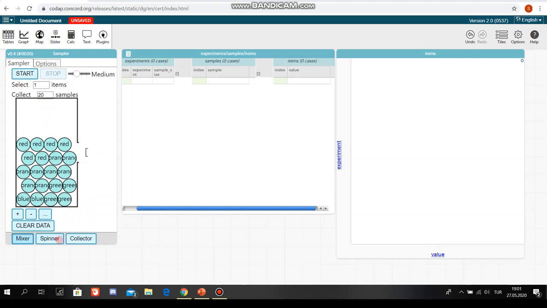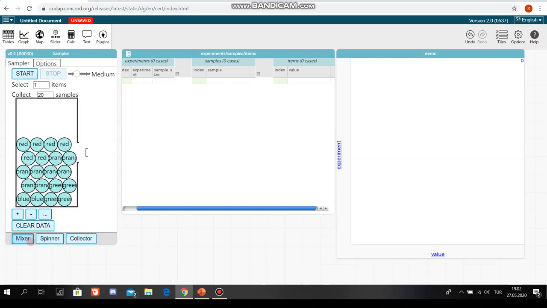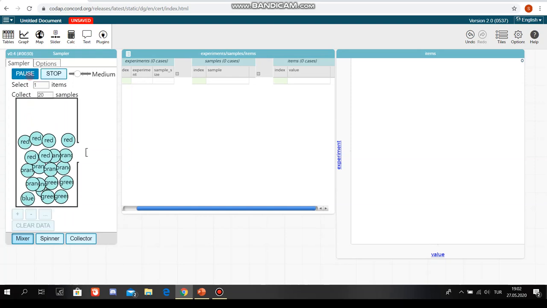Here is also a spinner option, and you can see that since we have more orange marbles than the other two, its proportion is greater than others. And at the same time, since we have fewer blue marbles than others, its proportion is less as well. Let's go back to mixer position, and now I am starting our experiment.